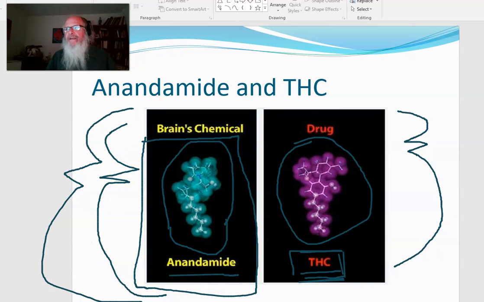Anandamide is from a Sanskrit word, and Sanskrit is a very old language that is associated with the Indian subcontinent and some of the oldest religious and philosophical writings that humans have produced that survived. For bliss.